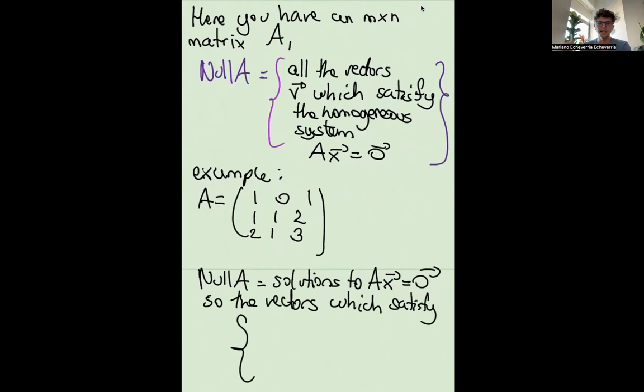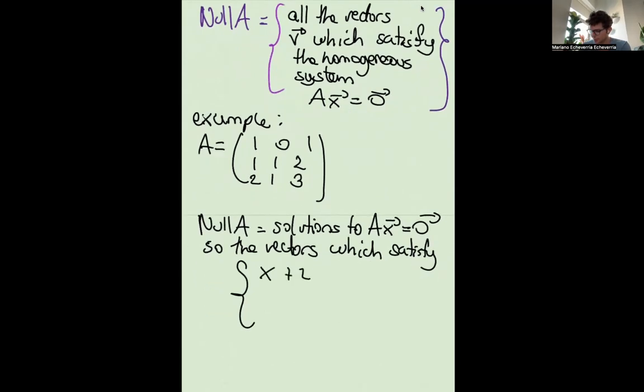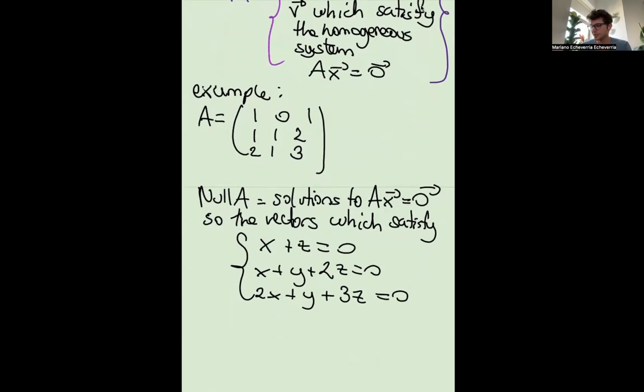What is the homogeneous system in this case? So it would be x plus z equals 0, x plus y plus 2z equals 0, 2x plus y plus 3z equals 0. Okay, so again, remember, you could always go back and forth between the matrix and the coefficients that appear in the system of equations. So in this case, the system of equations is just this one.